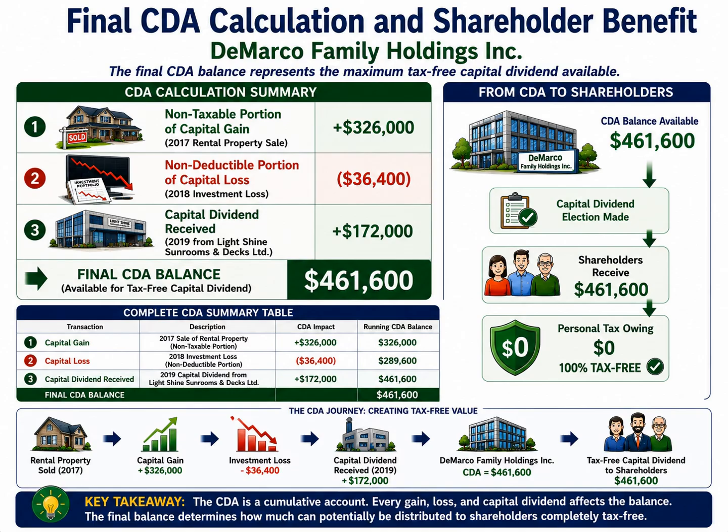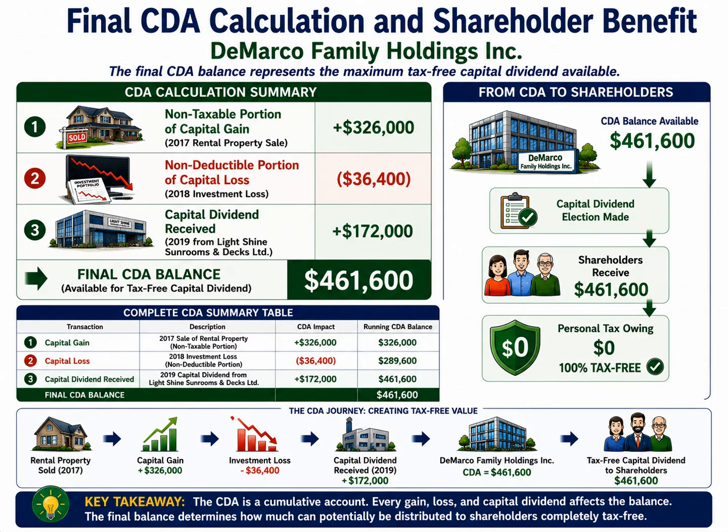This example demonstrates why accurate CDA tracking is so important. Every capital gain increases the balance. Every qualifying capital loss reduces the balance. Every capital dividend received can increase the balance. And the final running total determines the corporation's tax-free dividend capacity.